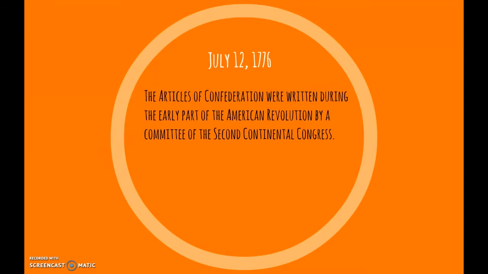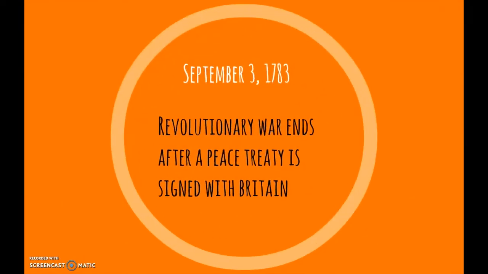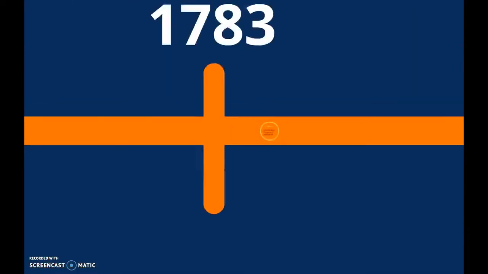On July 12, 1776, the Articles of Confederation were written during the early part of the American Revolution by a committee of the Second Continental Congress. On September 3, 1783, the Revolutionary War ended after a peace treaty was signed with Britain.